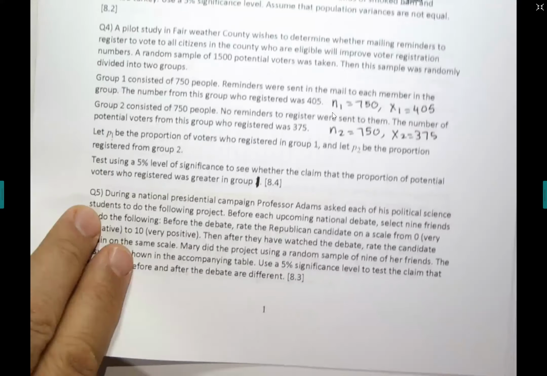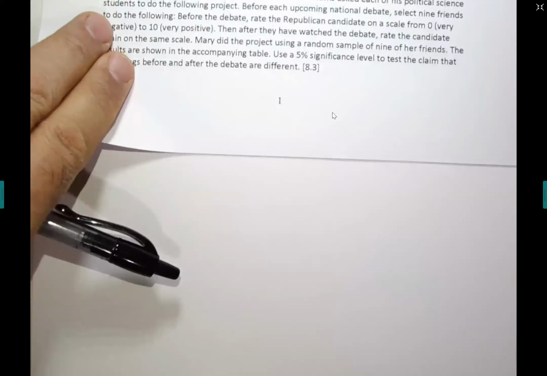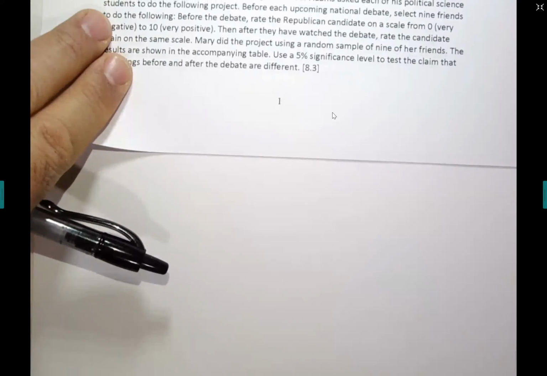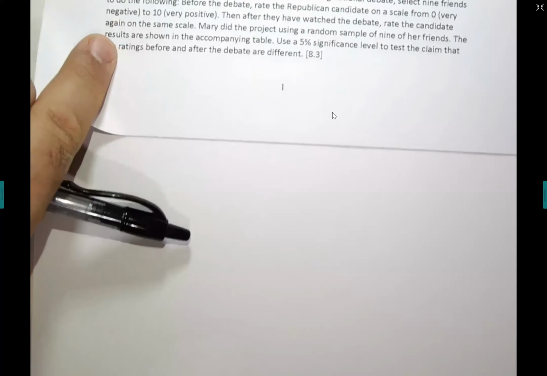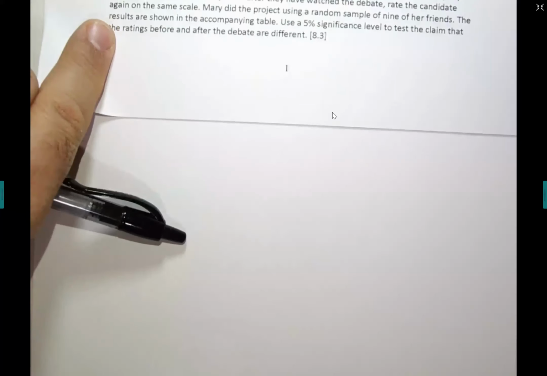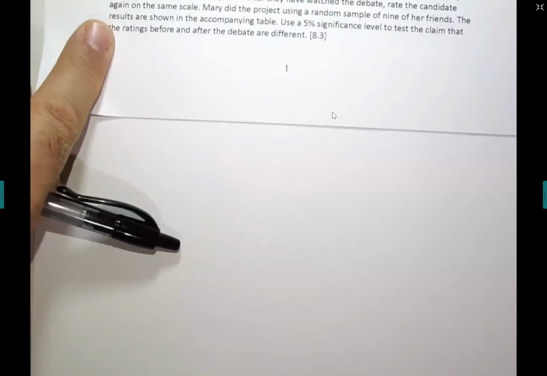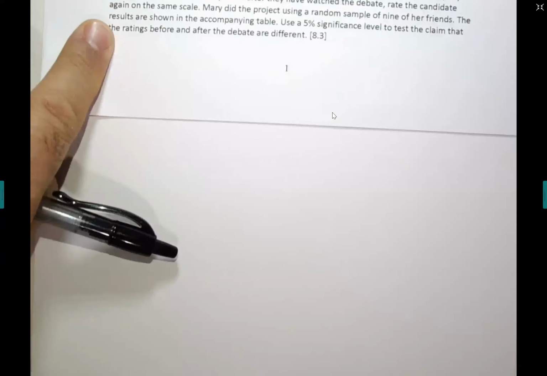Now 8.3, the difference between 8.4 and 8.3 or the other section, these are dependent samples, so you should expect a table here. And I'm gonna spend some time here explaining this one. So let me read it first, and then I'll show you the table. It's on the next page. All right.